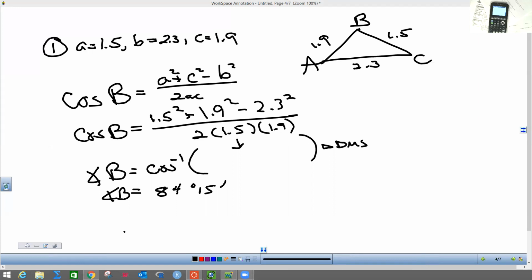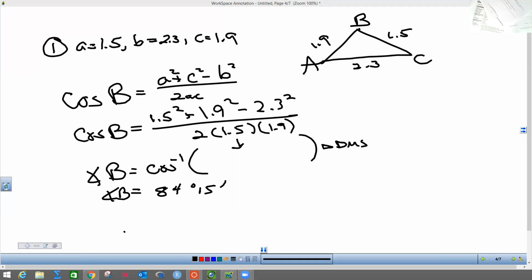So I'm going to tell you what to type in. You're going to hit second cosine right now, because we're finding an angle. If you have a fraction bar on your calculator, you're going to hit alpha y equals 1. Is there anyone in here that does not have the fraction bar? Okay, you're going to put a parenthesis there instead. Everybody right now is going to put 1.5 and square it, plus 1.9 and hit the x squared button, minus 2.3, hit the squared button. Now you're going to end the parenthesis.